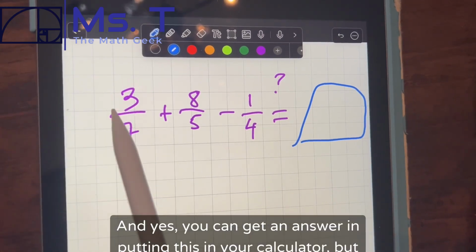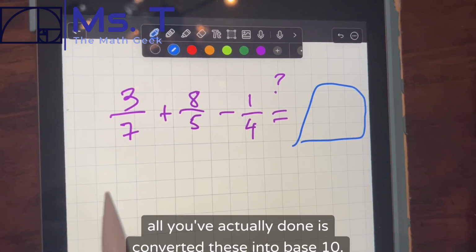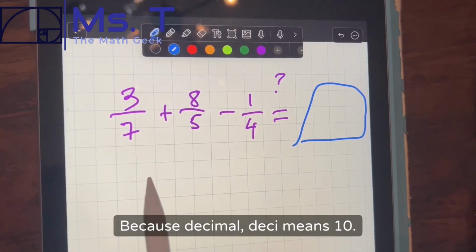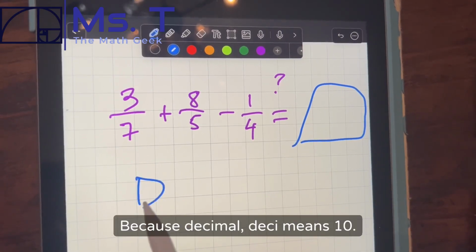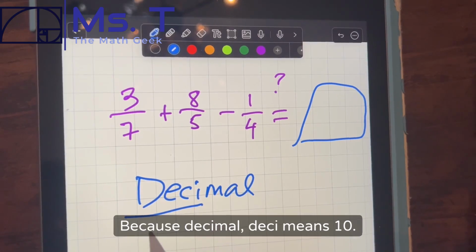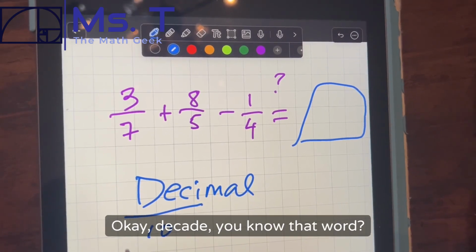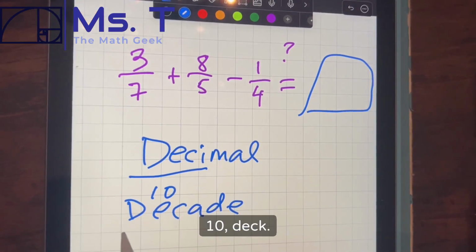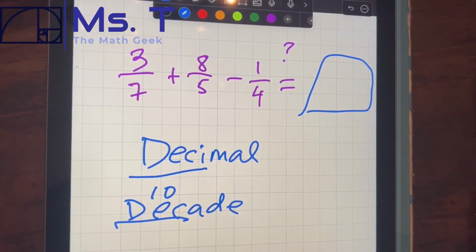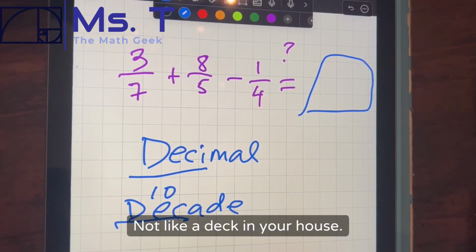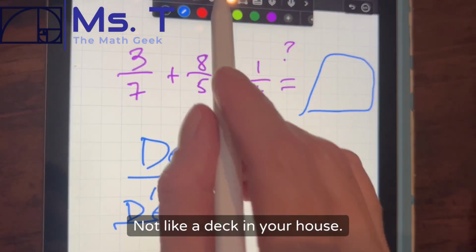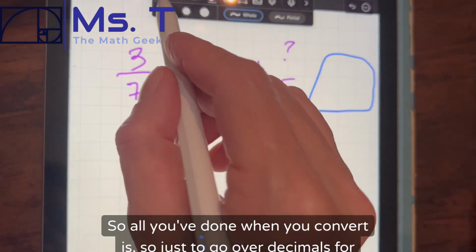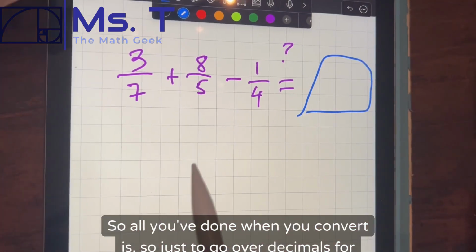And yes, you can get an answer by putting this in your calculator, but all you've actually done is converted these into base 10. Because deci means 10, okay? Decade, you know that word? Decade, right? 10, dec, okay? Not like a deck in your house, okay?